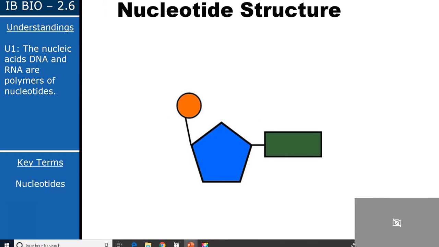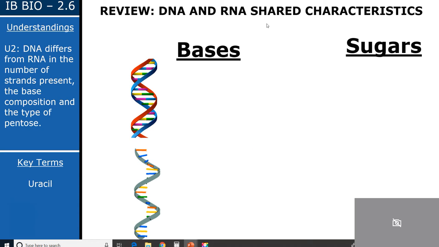So let's take a closer look at this nucleotide structure that you guys have been drawing. Remember that this is your phosphate, connected to this pentose sugar. The sugars are different between DNA and RNA, and that's connected to your base here. So phosphate, pentose sugar, and base. That's your nucleotide structure. Those are the monomers.